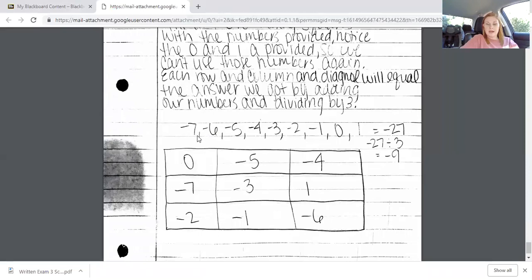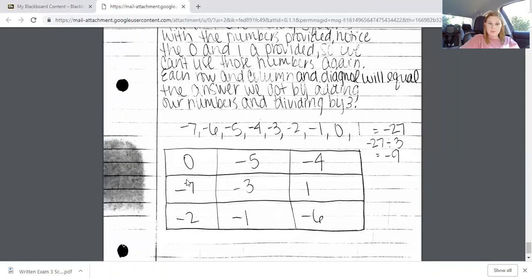So when we add the -7 plus -6 plus -5 plus -4 plus -3 plus -2 plus -1 plus 0 plus 1, that gives us -27. We'll divide -27 by 3, and that gives us -9. So we want this first row, the second row, and the third row to all equal -9 when we add them up, same as the columns here, and diagonally across here and diagonally across here. So after you use the guess and check method, your box should be filled in, and then you can go back and check to make sure.